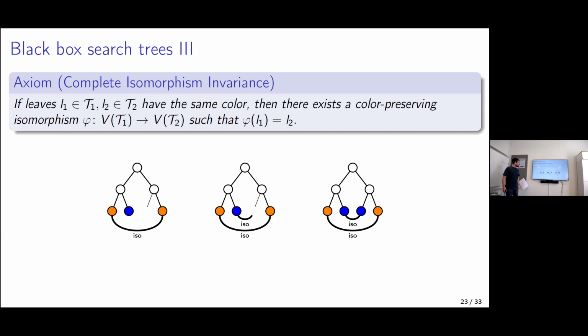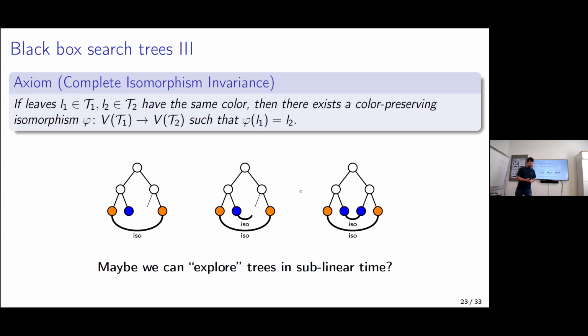Okay, so this is what makes all of this interesting. Okay, so this raises the question, maybe we can explore these trees in sublinear time. Maybe we can always get away with not looking at the entire tree. Okay, but I first need to specify what exploring even means. So what are we even looking for in these trees?